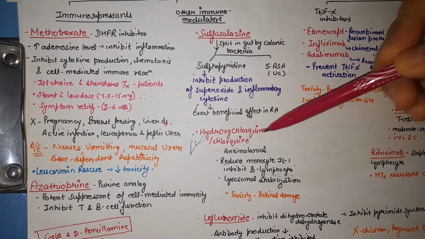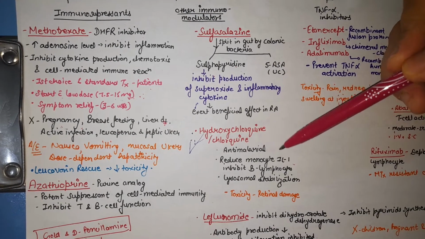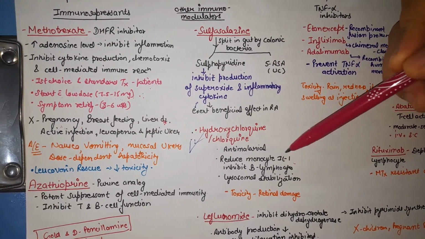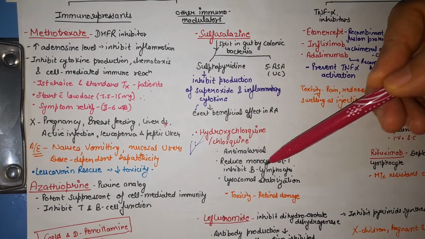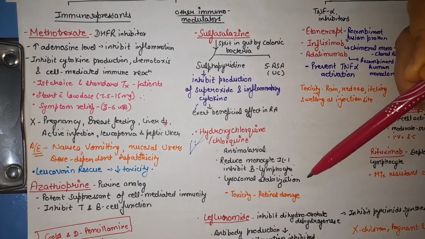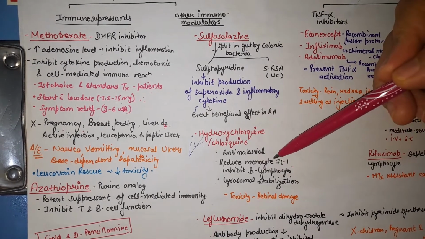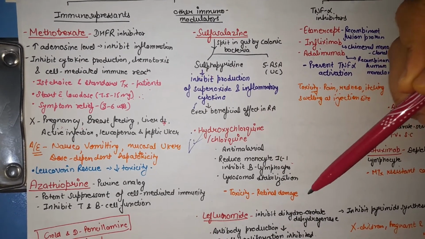So next drugs are hydroxychloroquine and chloroquine. These two drugs are anti-malarial drugs. They reduce monocyte interleukin 1 and also inhibit B lymphocytes. They also increase lysosomal stabilization, so these are effective in the treatment of rheumatoid arthritis. Long-term use of these drugs causes retinal damage.